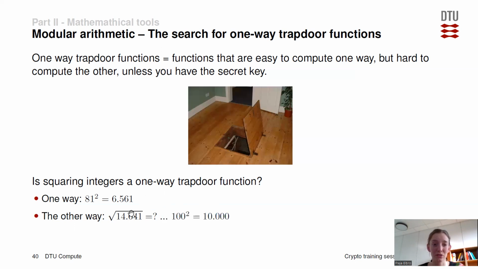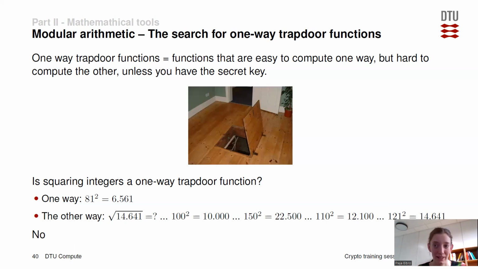One way to approach this is to start out with a good guess. We know that 100 squared is 10,000. That's not too bad a guess to start out with, but it's too small. So we know that the square root of 14,641 should be a little bit bigger. So we try 150, but then we get something that's too big. So we try something in between those numbers we just tried. 110 squared is 12,000, so that's too small, and we continue this way, and in the end we find the square root.